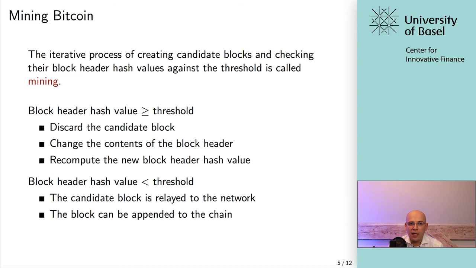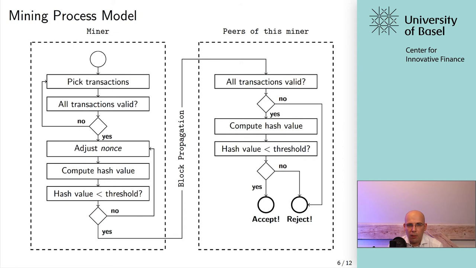And then the candidate block is relayed, propagated to the network, and the block can be appended to the chain of everyone else. So everyone else will receive it, it will be forwarded throughout the network, and everyone who receives it will append it to their own version of the blockchain, will append it to their sequence, and then start the entire mining process, where this most recent block actually is the foundation, will be the status quo. So it should become much clearer when we look at the process diagram.